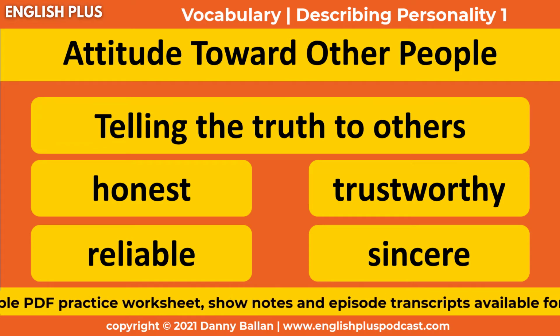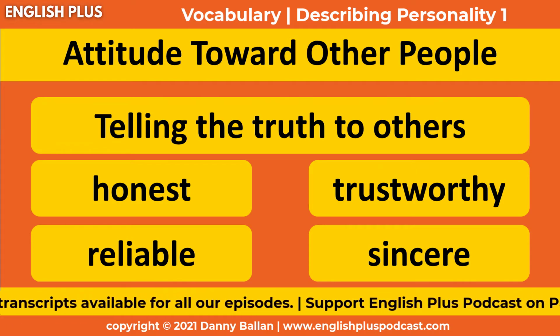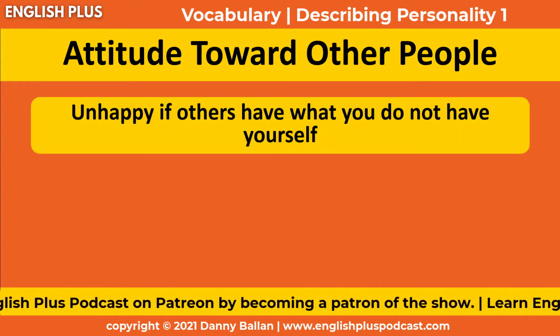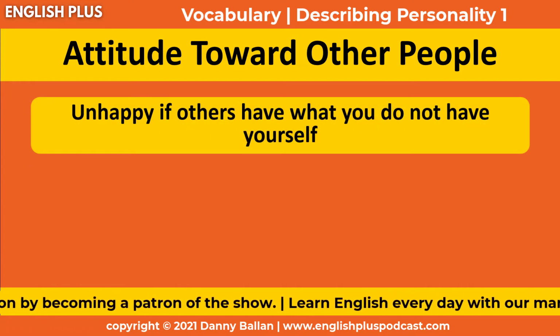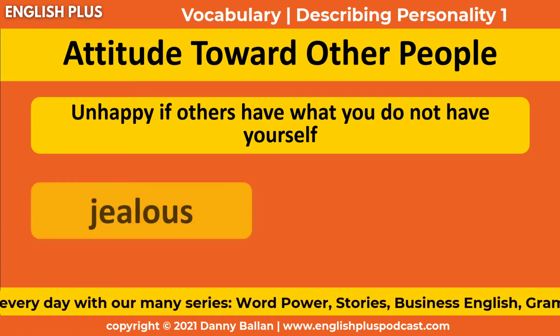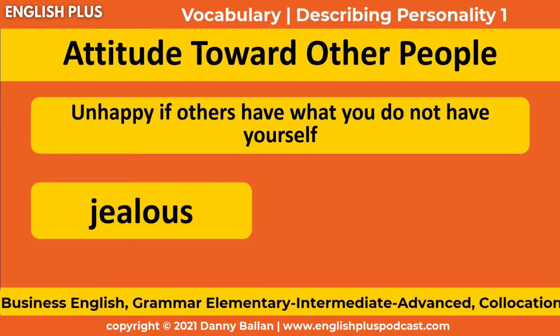So again, these words are honest, trustworthy, reliable, or sincere. Now, what if you are unhappy if others have what you do not have yourself? What do we call you then? If you feel this way, well, we can call you a jealous person. A jealous person wants to have what other people have.